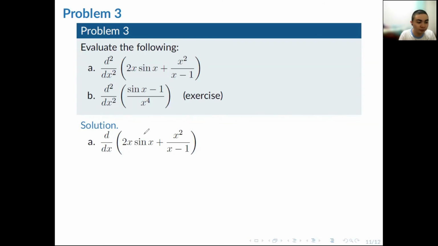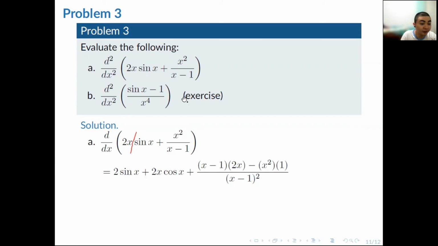So, start tayo, no? Pwede nating hatiin tong first term natin into this one. So we have here 2x times sine x. So using product rule, for the derivative, we get the derivative of 2x, which is 2 times sine x, plus 2x times the derivative of sine x, which is cosine x. So okay na tayo dito, no? Okay na tayo dito. So next naman is to find the derivative of this part, this term.